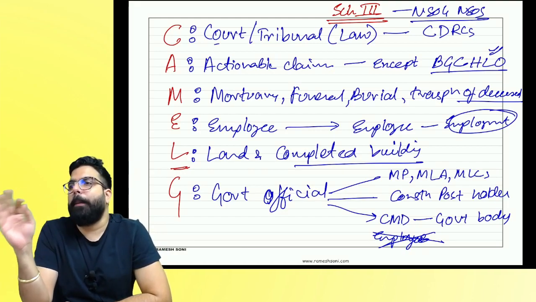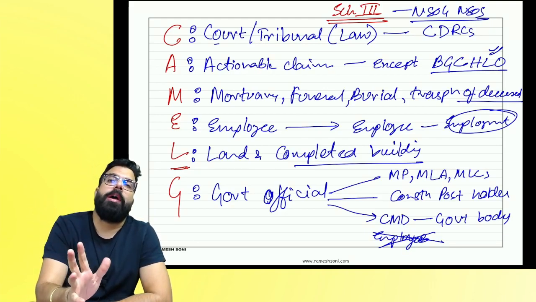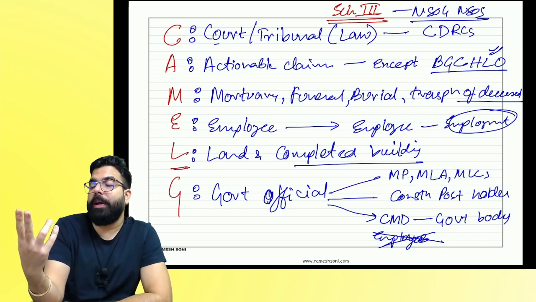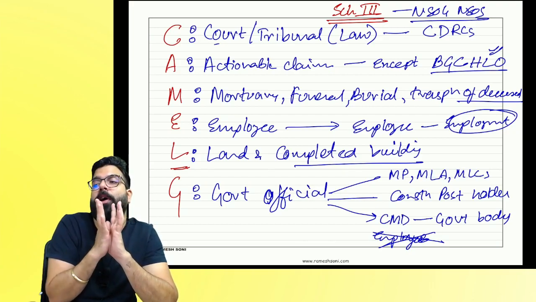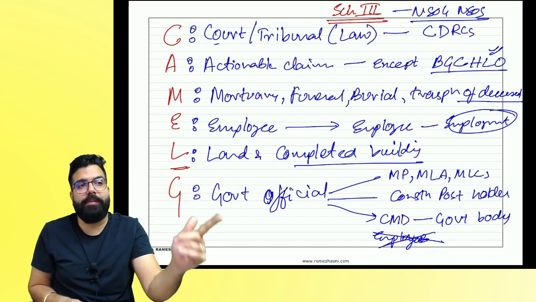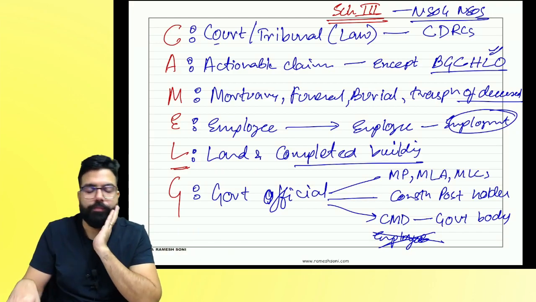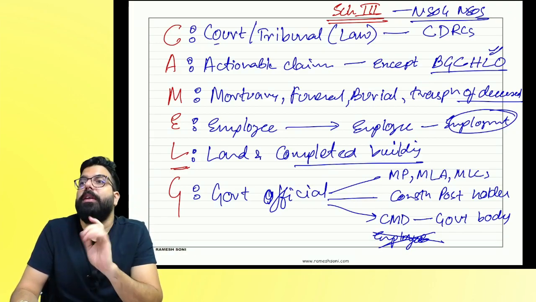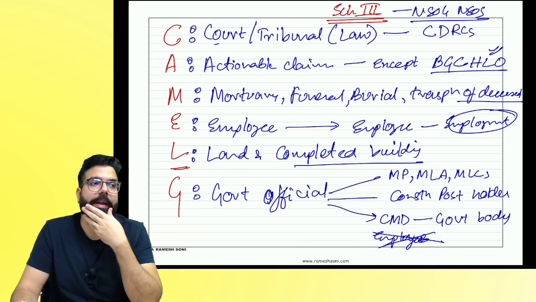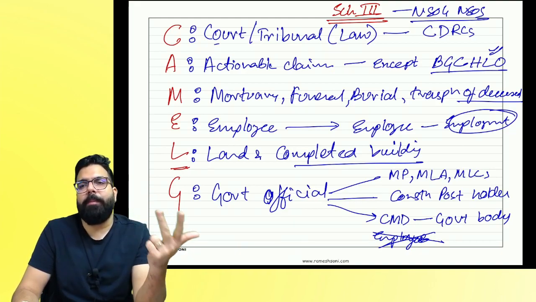E for employee to employer, whatever services are given in the course of employment, perquisites also. Other than employment, if the employer is paying anything to the employee, remember, up to 50,000, no GST. Above 50,000, GST the employer has to pay. It will be a supply. Then, land and completed building. Sale of land and completed building. G for government official like MP, MLA, MLCs, etc.